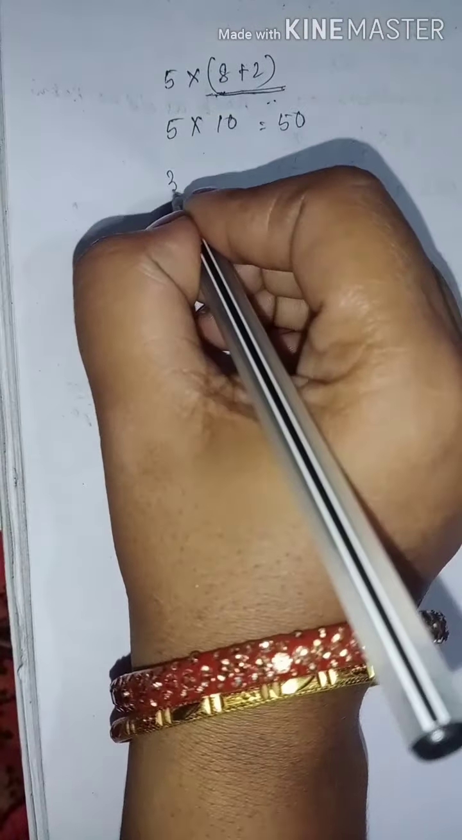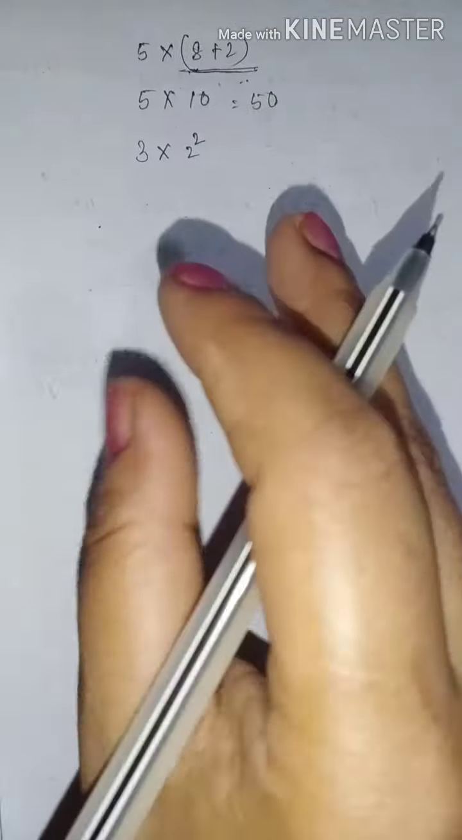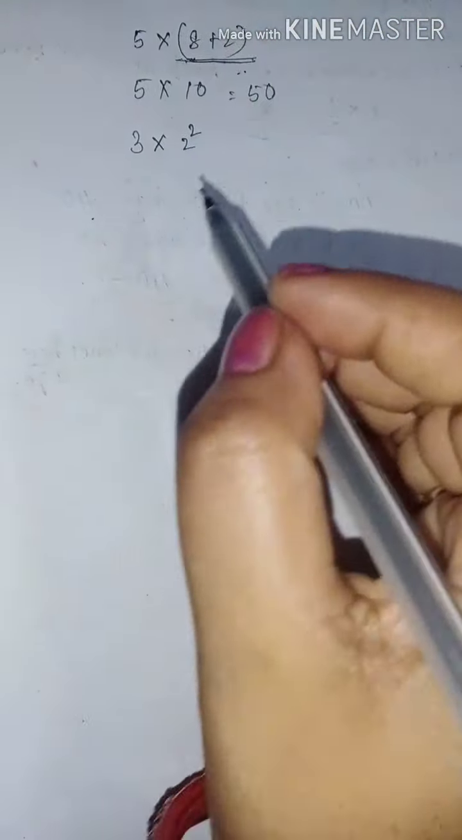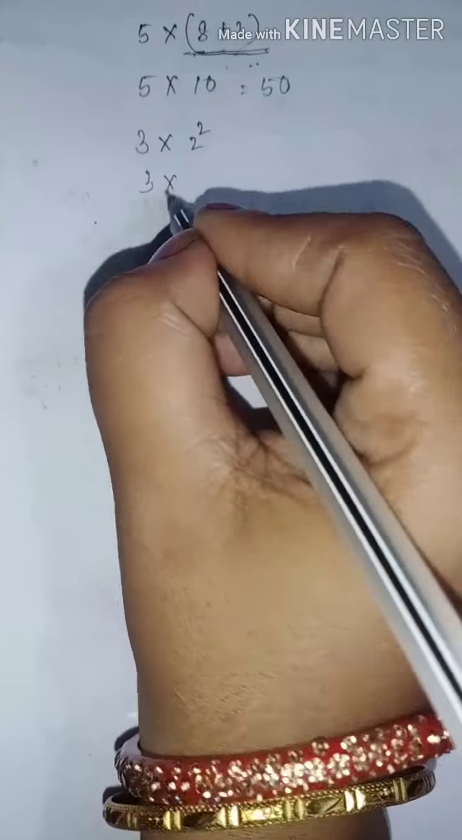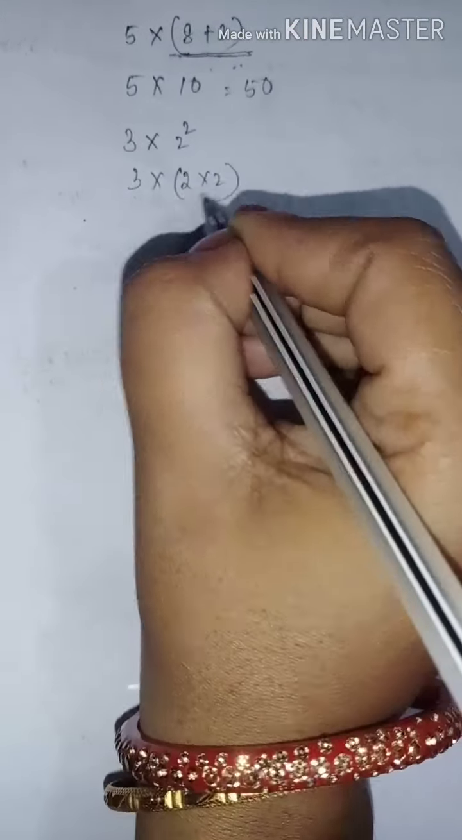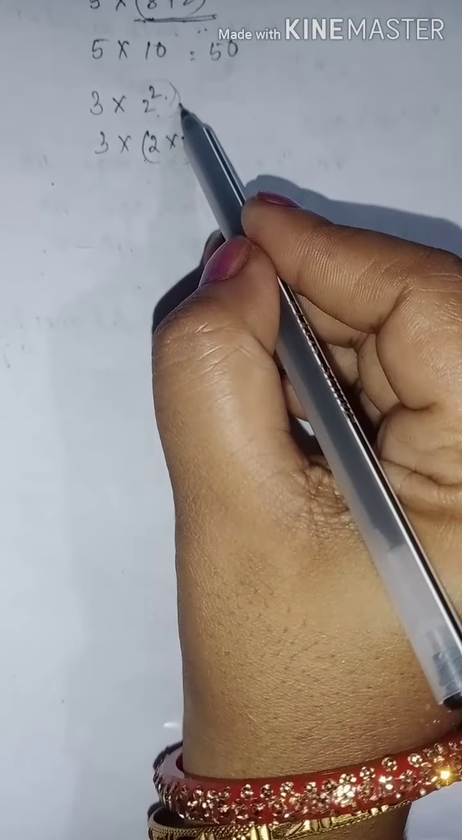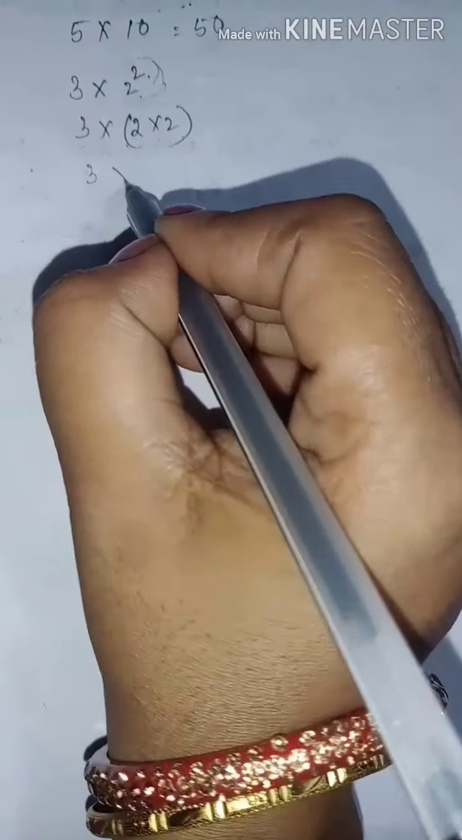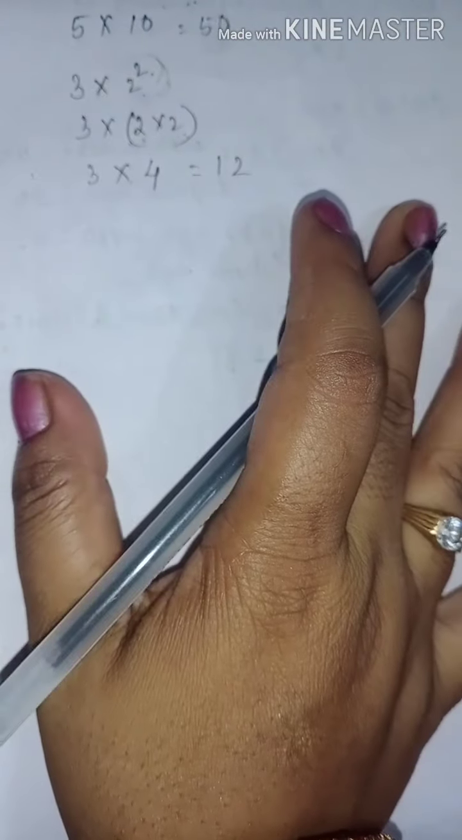Okay, another example, 3 into 2 square. What does this mean? These are simple problems in our mathematics, in our number system, where we have different problems like addition, subtraction, multiplication. Like this I am giving some simple examples. 3 into 2 square means 2 into 2. 2 is multiplied 2 times, so that is 2 square. Then 3 into 2 into 2, 3 fours are 12, we are getting. These are the problems we are doing.